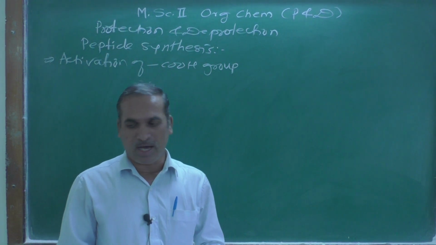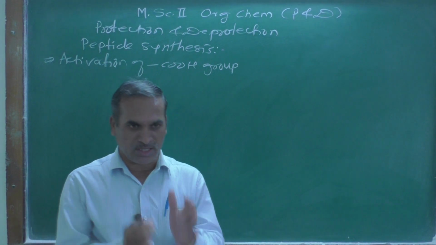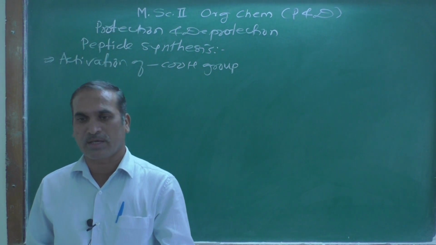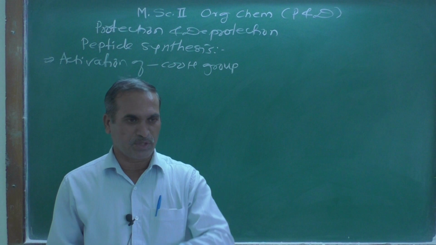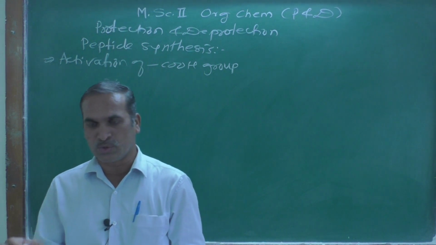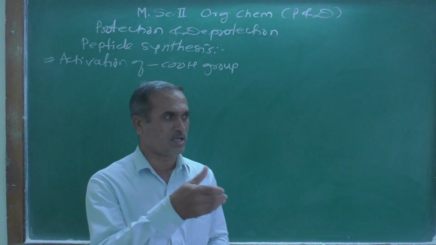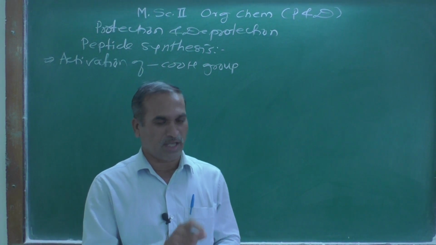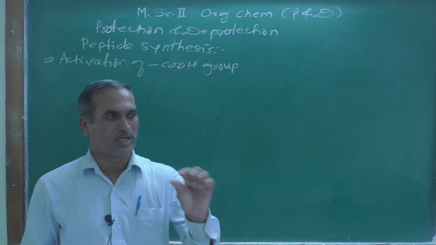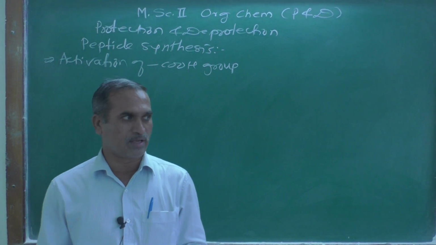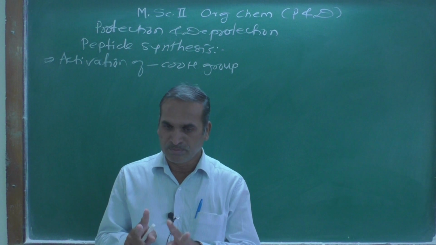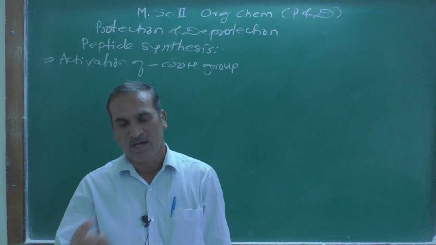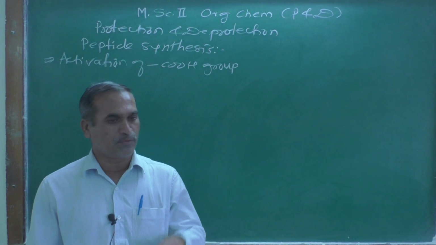Yesterday, we discussed peptide synthesis. For peptide synthesis, the starting material used is an alpha amino acid, and an alpha amino acid contains two functional groups. One is a carboxylic group, another one is an amino group, and among these two, one is more reactive than the other.